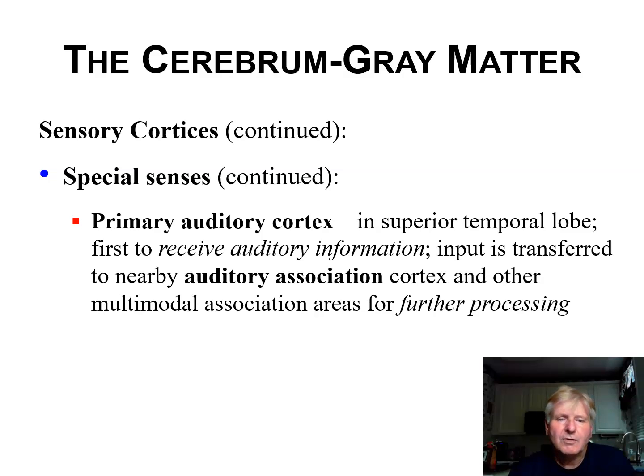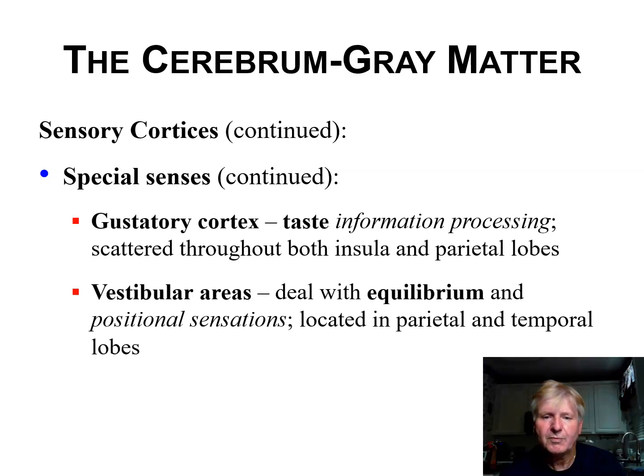Okay. The primary auditory cortex is located in the superior temporal lobe, and this is the area that receives auditory information. That input is then transferred to the adjacent auditory association cortex and the other multimodal association areas to be further processed. The gustatory cortex is another special sense, and this is where taste information processing occurs. And is scattered throughout both the insula as well as the parietal lobes. The vestibular areas will deal with equilibrium, balance, and positional sensation, and is located in both the parietal as well as the temporal lobes.